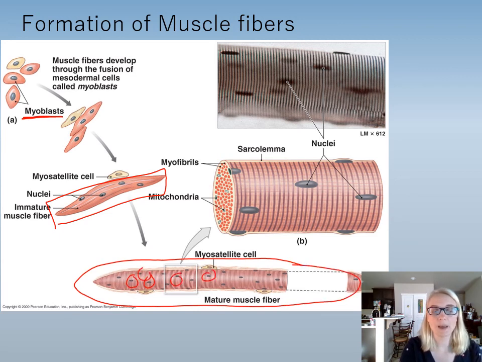And so you could imagine every single one of those nuclei is going to represent a fetal stem cell, a myoblast that was fused to create this individual muscle fiber. So if you have a muscle cell that's got 100 nuclei, it's a good bet that that cell was formed by the fusion of about 100 different myoblasts.